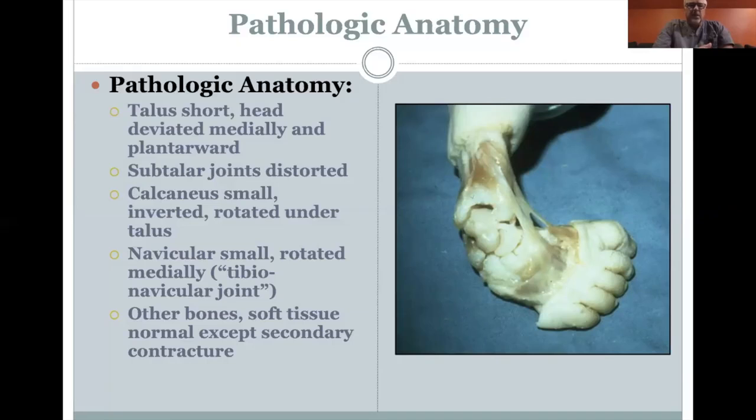And this can really be a limiting factor when you are talking about surgical correction of clubfoot. I've actually seen people who are not well versed in clubfoot surgery take out the navicular to try to get the foot over, and it results in pretty devastating long-term results to the foot, because you can't destabilize the medial column of the foot like that. The other bones and soft tissues are normal except for secondary contractures.